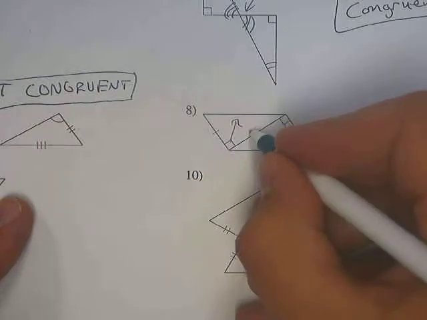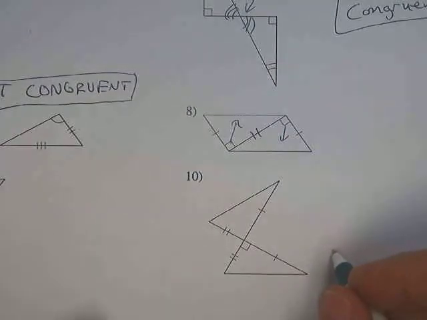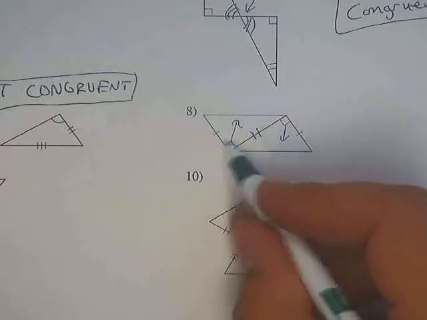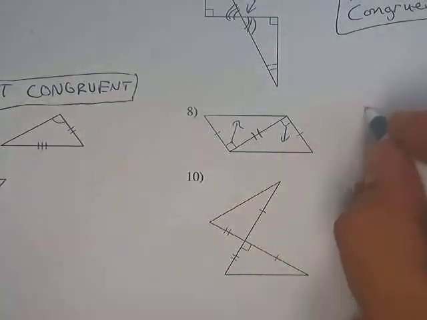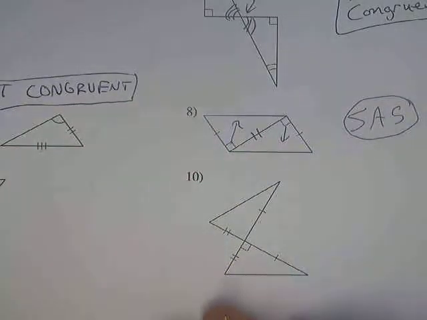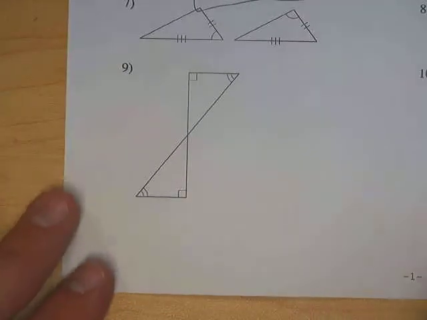Next, number 8. Number 8, we do have right triangles again. Right angles point to hypotenuses, but those are not congruent. We do have the side in the middle that's congruent that they both share. So if you look at each triangle, it's side, angle, side.